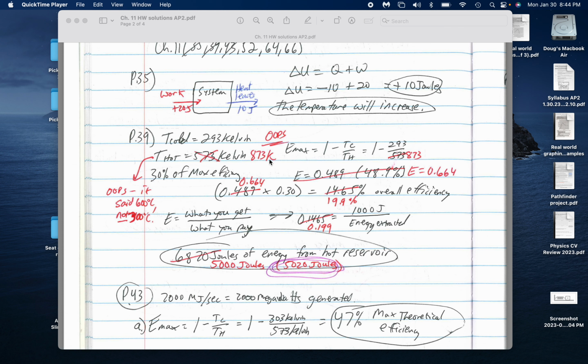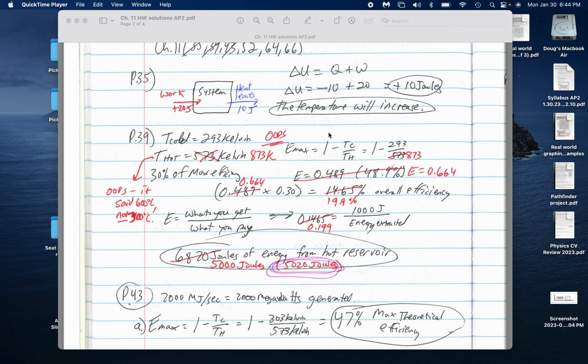However, 600 Celsius is 873 Kelvin. Cold, 20 Celsius, is 293 Kelvin. So essentially this question is asking, if it is 30% of the maximum possible efficiency, how much energy does this engine extract from the hot reservoir to do 1,000 joules of work?